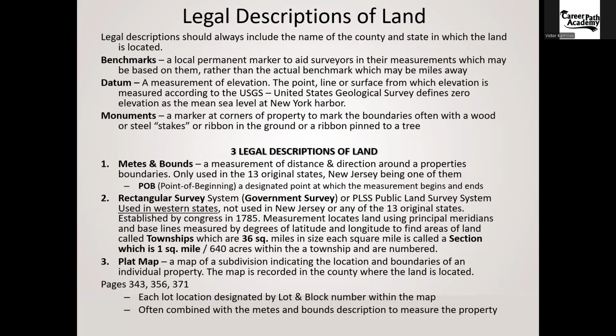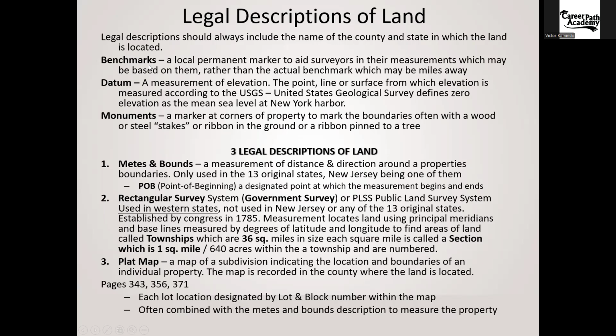Legal descriptions should always include the name of the county as well as the state in which the land is located. We have several municipalities in the state of New Jersey that may share the same name, but they're in different counties. So it's very important not only to put down the name of the municipality that the property is located in, but also the county name, and of course the state.